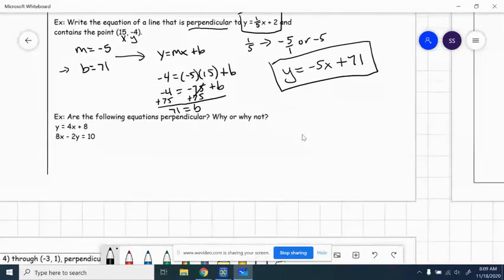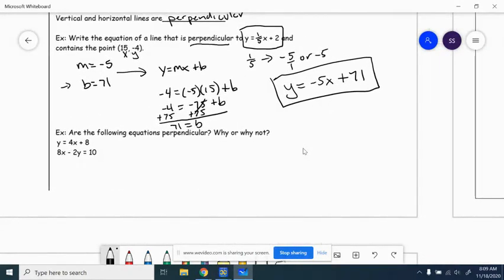All right, now let's look at this example. Are the following equations perpendicular, why or why not? This was nice because the first one's already in slope-intercept form, so we don't have to do anything. We just need to recognize that our slope here is 4 for the first line, and now we're going to put this line that's in standard form into slope-intercept form.